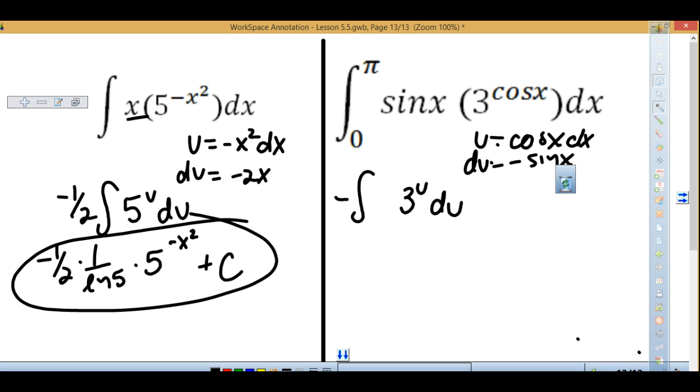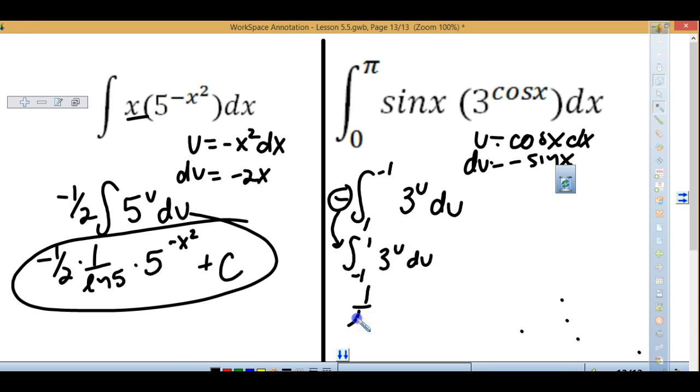If I plug in and convert my bounds from x bounds to u bounds, if I plug in 0, cosine of 0 is 1. Cosine of pi is negative 1. Okay, these bounds are considered improper because I have the larger value on top. So remember, you are allowed to switch bounds. So I'm going to make the bottom negative 1, the top 1, but then that would make this opposite. So notice that there's no negative sign there anymore. 3 to the u du.